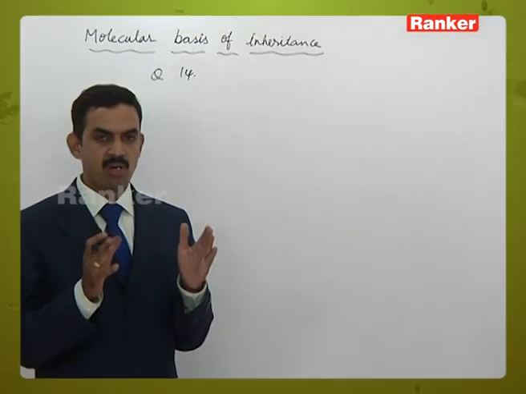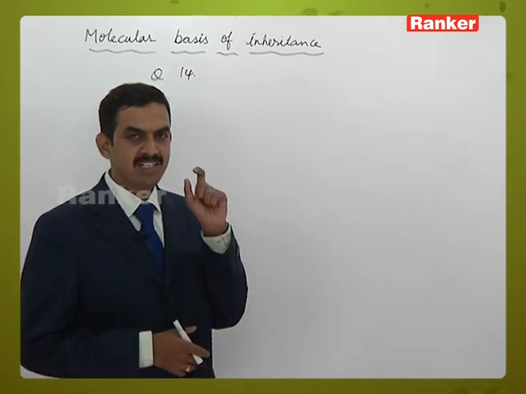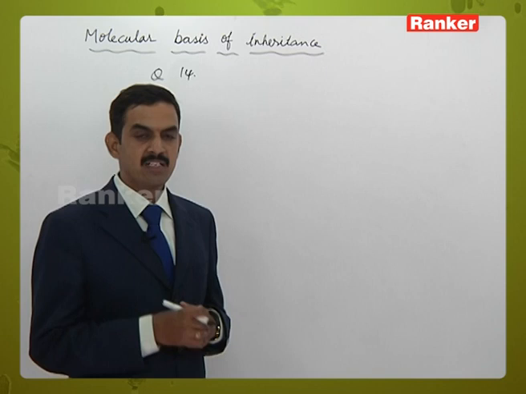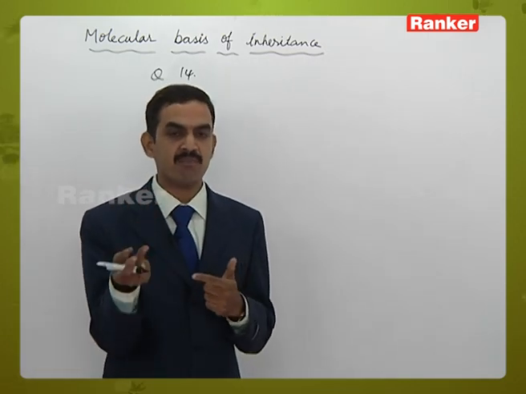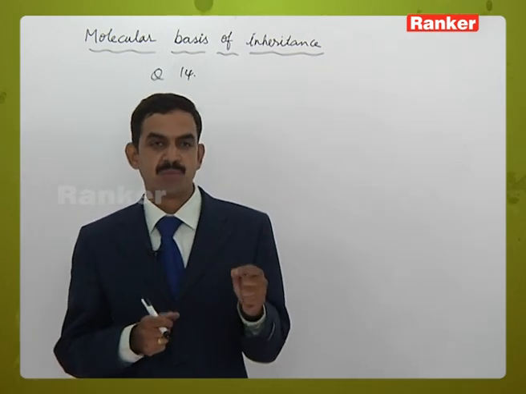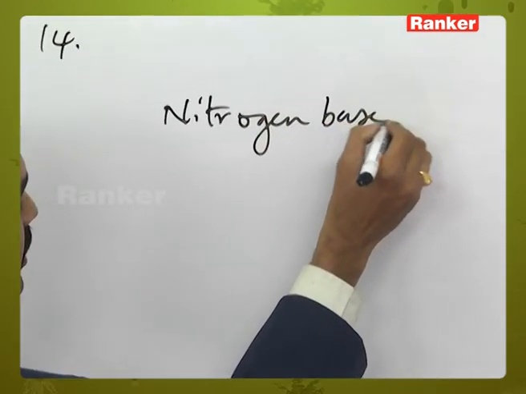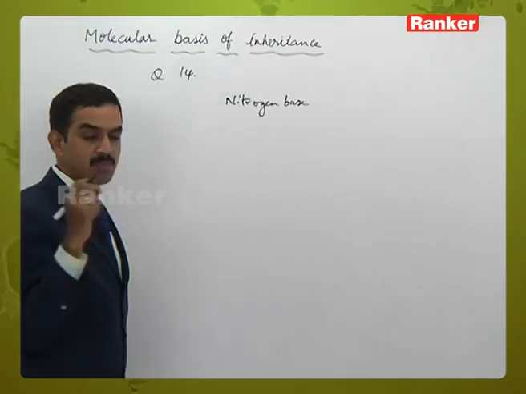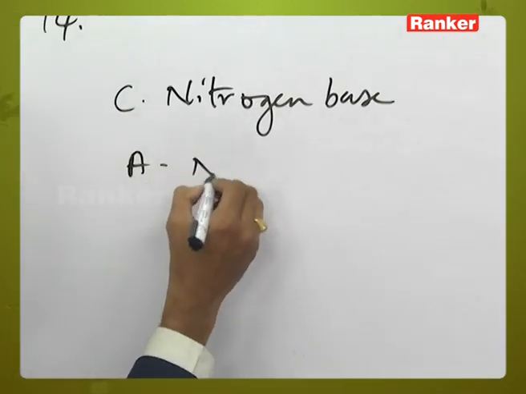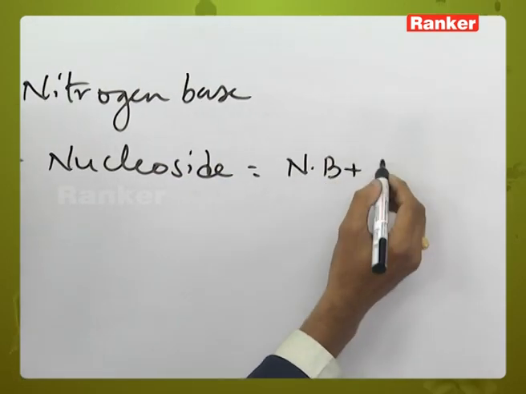Okay, here the 4 that have been given are related to the DNA molecule only. So we can say that nitrogen base is the one having the lowest molecular weight. Why? Because it is a part of the nucleoside, so definitely the nucleoside will have more molecular weight than the nitrogen base. Then what about the nucleotide? Let us take first the nitrogen base with the least molecular weight, so that is C. Then it will be A, nucleoside, because nucleoside includes nitrogen base plus pentose sugar.